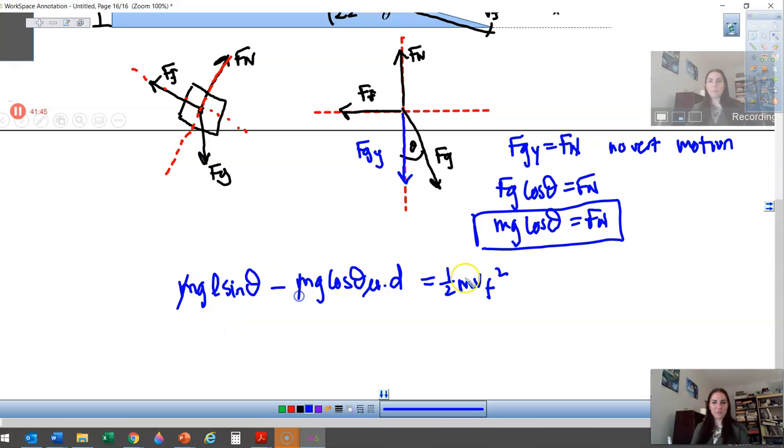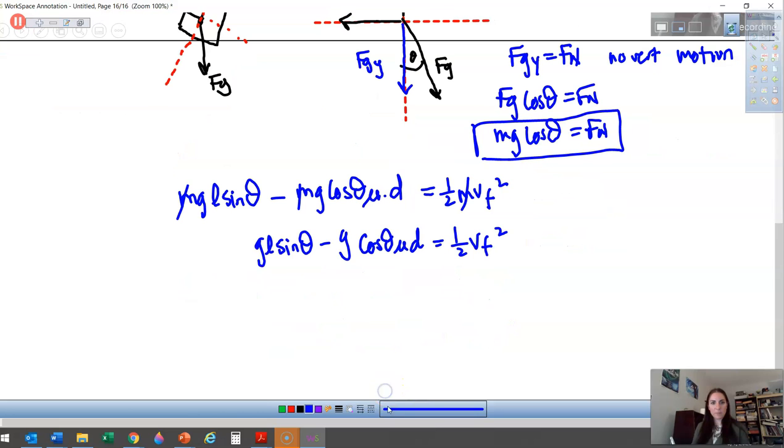So yes, these all cancel. g L sine of the angle minus g cosine theta mu_d is equal to 1/2 v_f squared. Remember, you can be fancy sometimes. You can factor out the g and the 2 comes up, so we get 2g L sine of the angle minus cosine of the angle mu_d is equal to v squared.